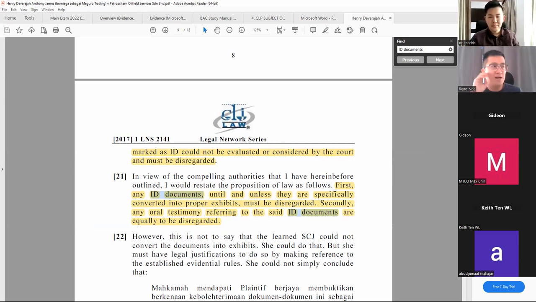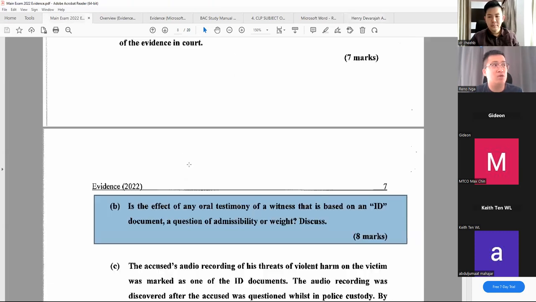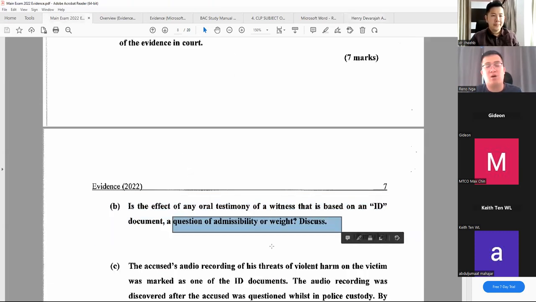Okay, yeah. So actually this case and this part is really clearly answered for our question 6A and B already. And they also ask you whether it's admissibility or weight or not. I can tell you it's admissibility. Why? They already say, I will disregard.